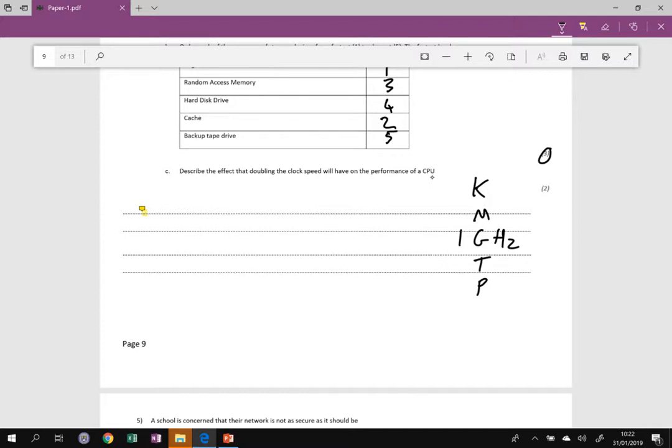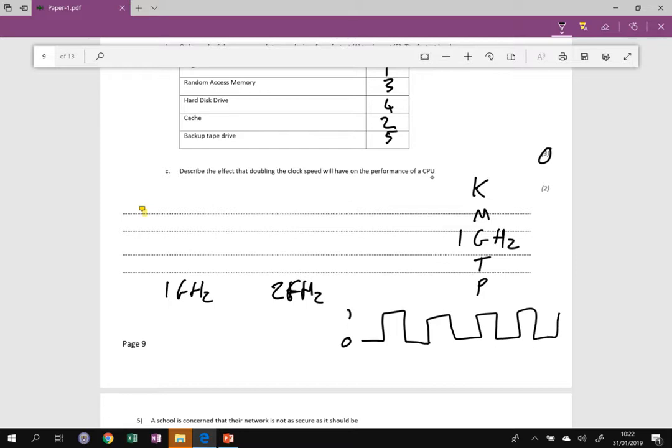So let's say we have 2 CPUs. One of them is at 1 gigahertz and the other one is at 2 gigahertz. We need to say what the difference is. We've doubled the clock speed. What does that mean? Inside your computer, you'll have a binary signal, the clock signal, that changes from binary 0 to binary 1, electricity switched off to electricity switched on. And that clock signal will just continuously change from 0 to 1. So if you make that clock signal faster, what happens?